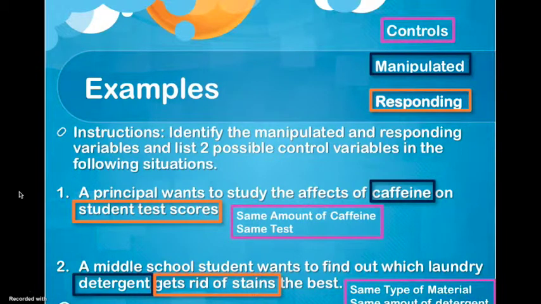Okay, good. So that's variables. In a second here, we're going to look at how to do the if-then-because hypothesis. And if you understand variables, the if-then-because hypothesis is actually very simple.